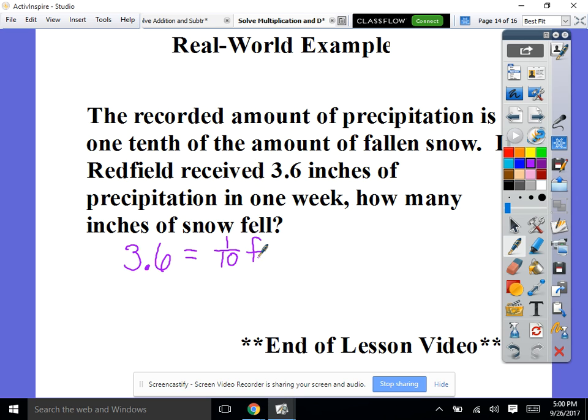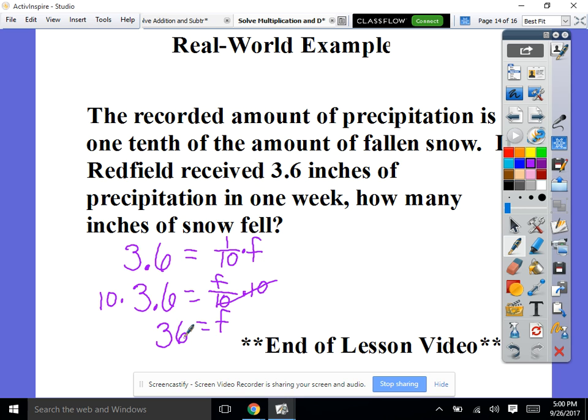Well, let's rewrite this. 1/10 times F is the same thing as F over 10. Now we can go back to multiplying by the denominator. So that leaves us with F equals, and when we multiply by 10, we move the decimal to the right, making the number bigger. So the snowfall would have been, had the precipitation been all snow, 36 inches.